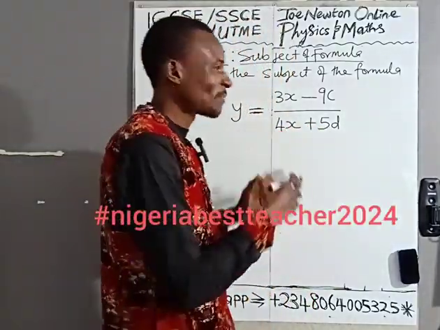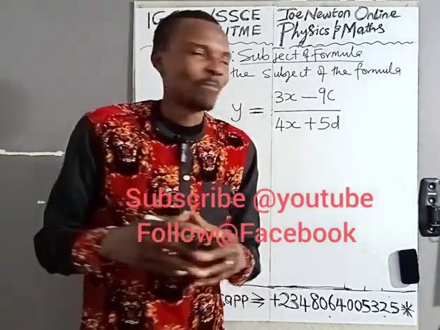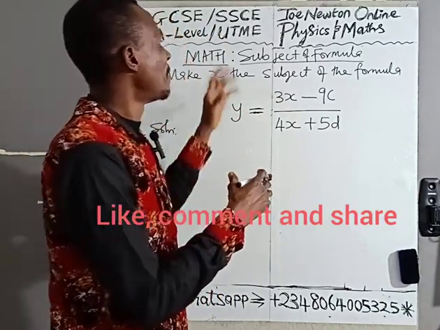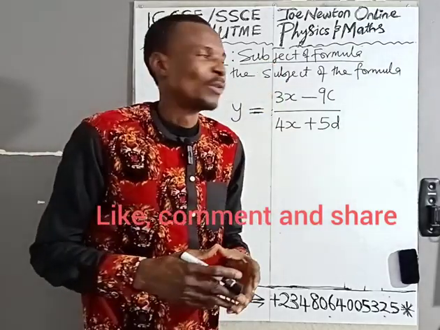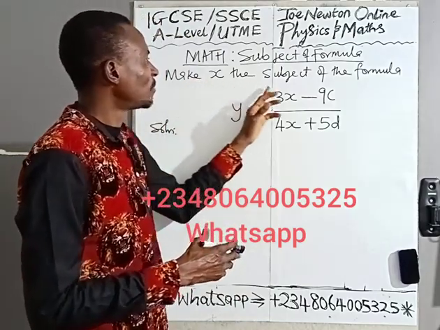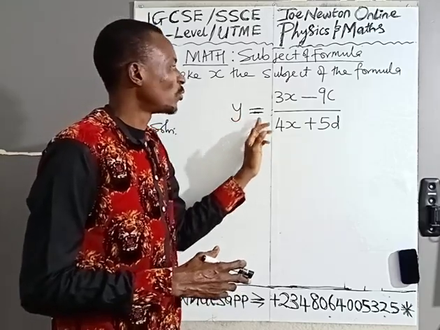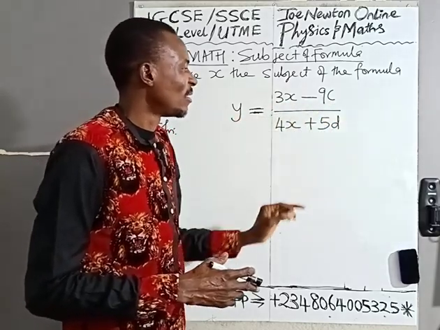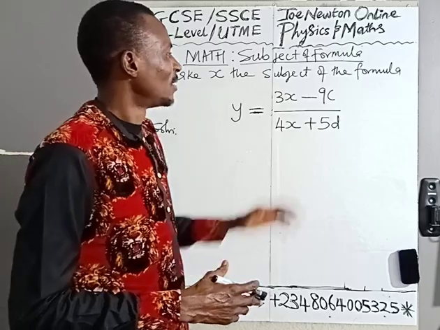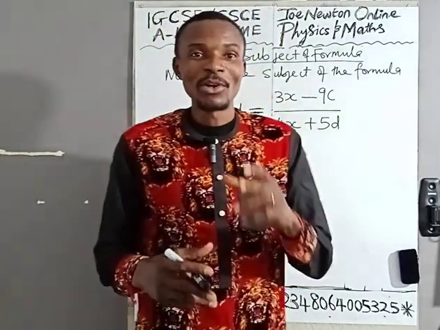Yes, for this particular class, we are solving mathematics. So we are going to learn maths now. And this has to do with algebra, precisely making the subject of a formula. So let's look at the question facing us. The question says, make x the subject of the formula in this equation. We have that y is equal to 3x minus 9c all over 4x plus 5d. Good. Wow. Yes, it appears to be complicated, but we are going to solve it.